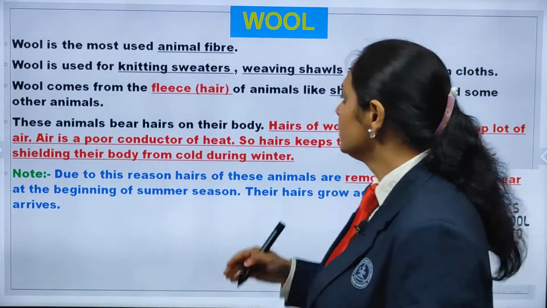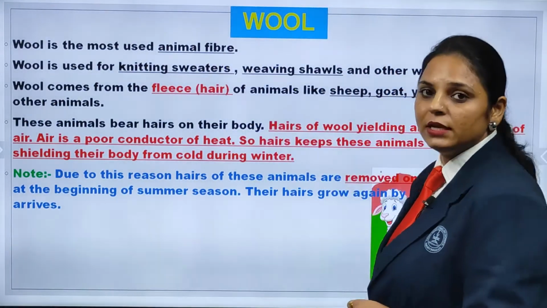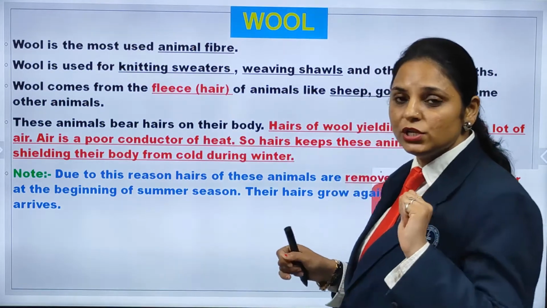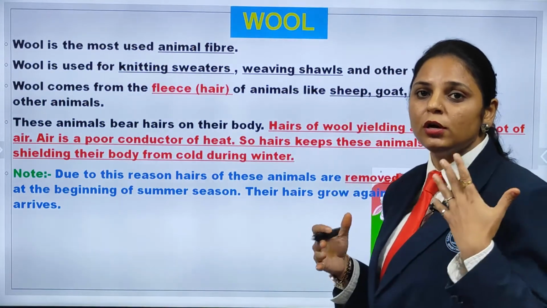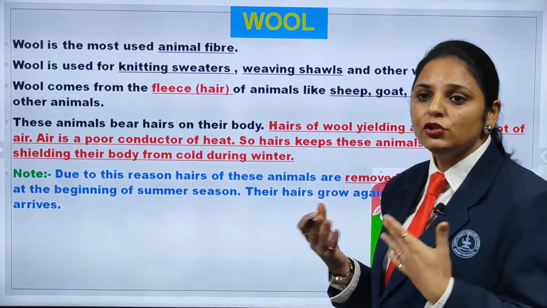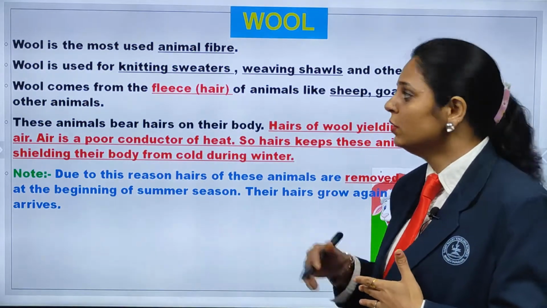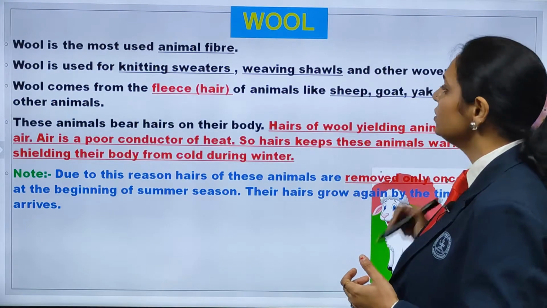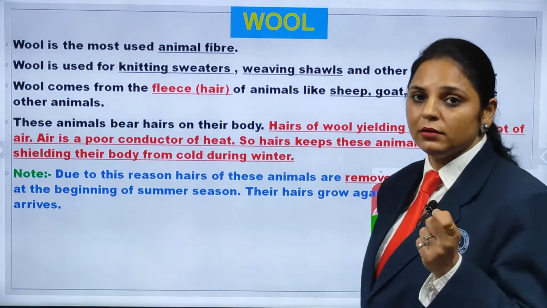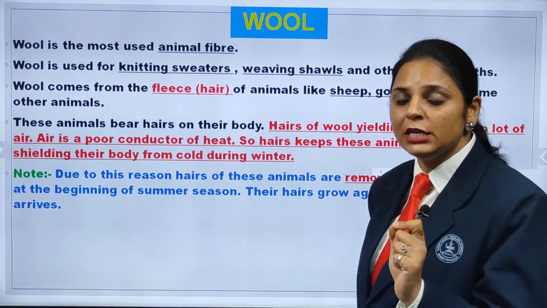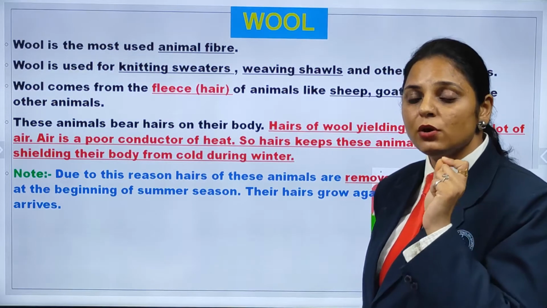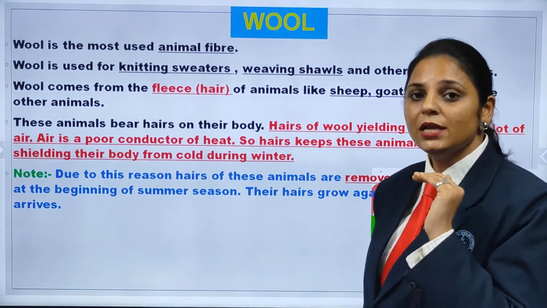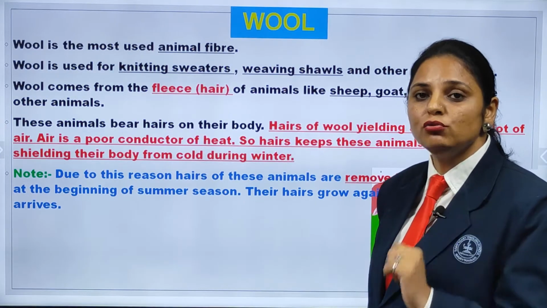So here we go. The wool is an animal fiber, and it is used for knitting. Knitting, you know, even your grandmother or mother used to knit a sweater for you. That is a knitting sweater, weaving the shawls and other woven clothes. And the hair, the name is fleece. On the surface, on the body, the hair-like structures are present in the sheep. They are also known as fleece.